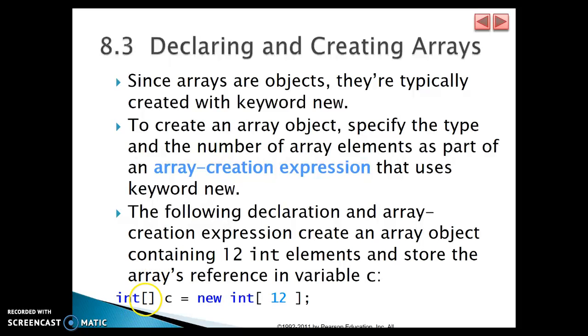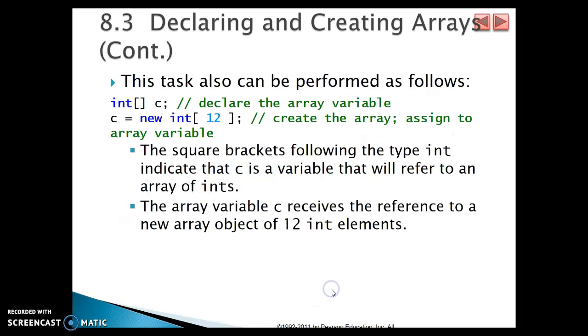Okay, we have to say the type. We give it the square brackets that tells us it's going to be an array. Then we say the name of the array, just like any other variable name, equals new int. This int and this int will always match. Square bracket, and here's where we put how many. So if we have 12, again, they're going to be numbered 0 through 11.